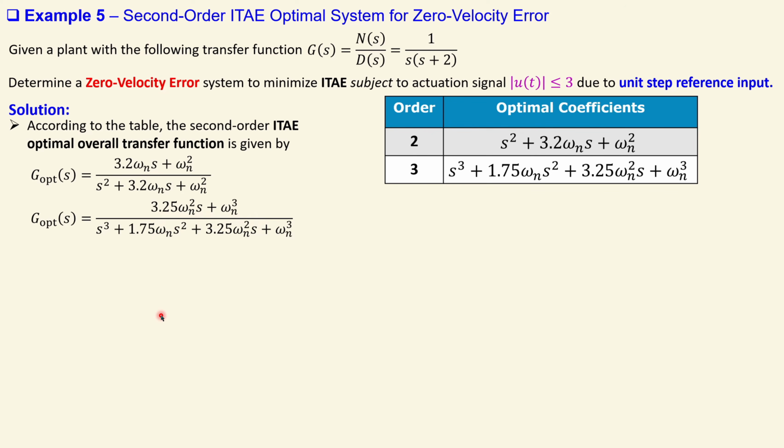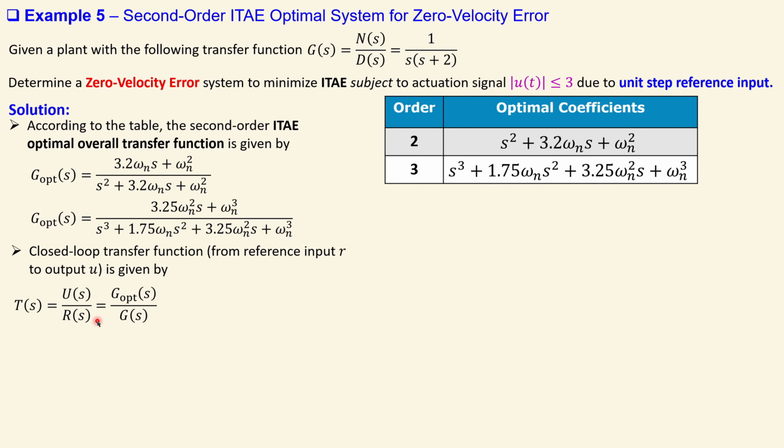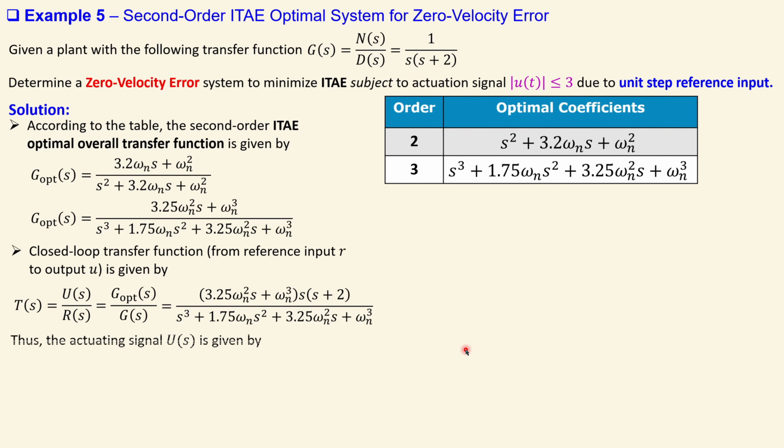Okay, now the next step is the following. You will use this new G optimal expression and then also determine the closed loop transfer function going from R to output U. And output in this case is our actuating signal. Okay, this is the formula. G optimum over G. That's this. Now we have 1 over s times s plus 2. So if you work it out, you will get this. Now, thus the actuating signal U is given by this.